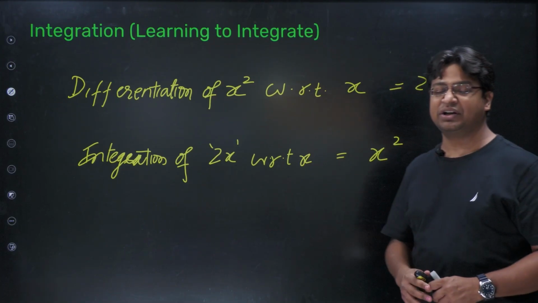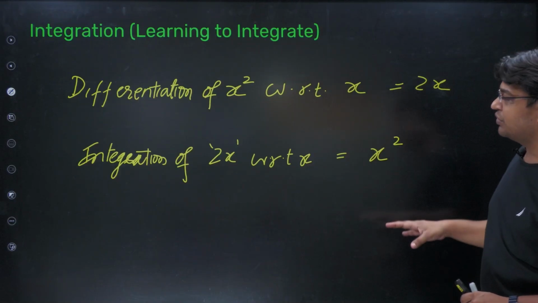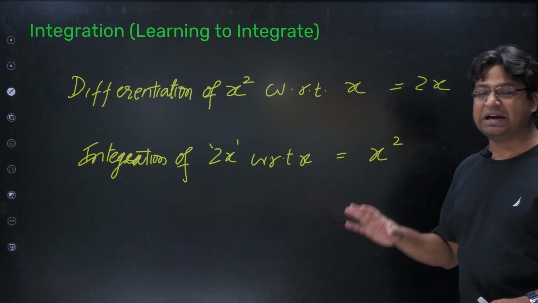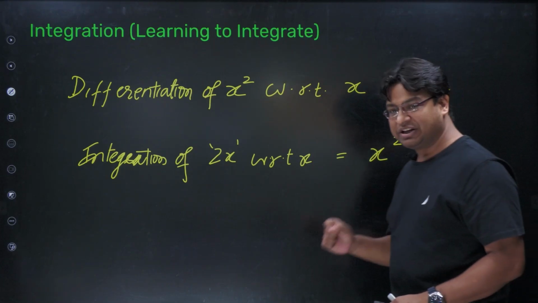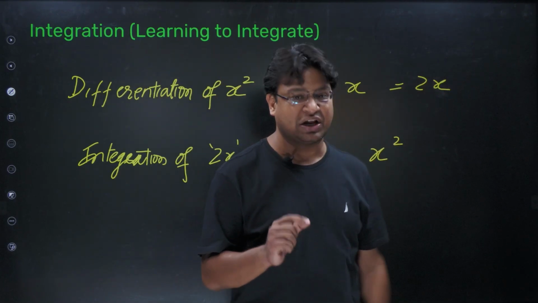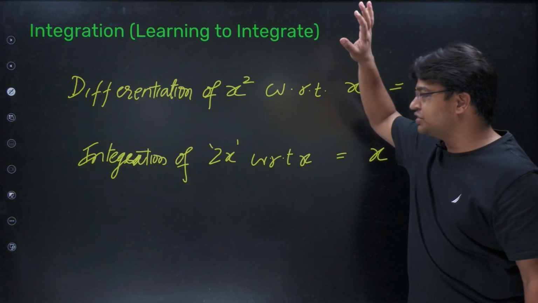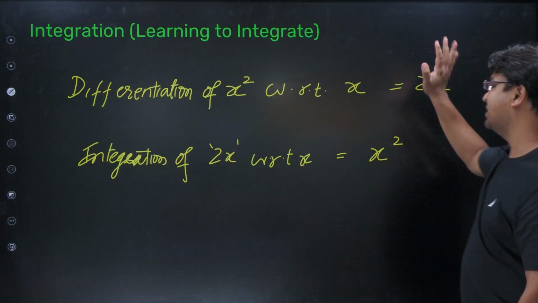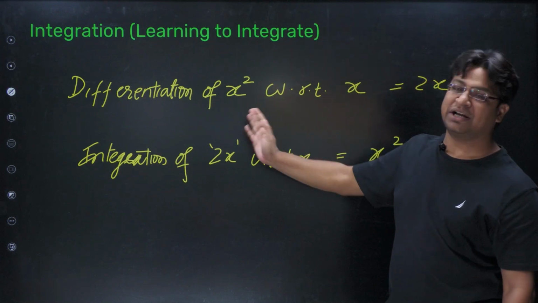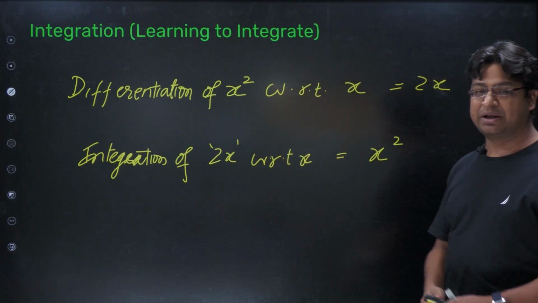Right now I have written it in English. I will soon write it in mathematical symbols also. But first let's understand the meaning of the statement that integration is the reverse process of differentiation. You are differentiating anything to get something. You integrate this something, you will get the anything that you differentiated. So that is what I mean.